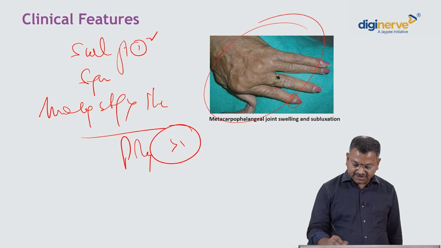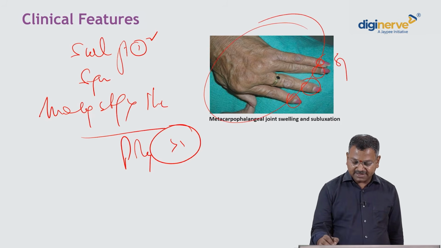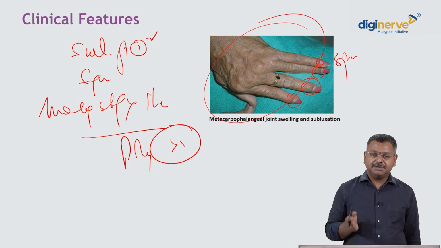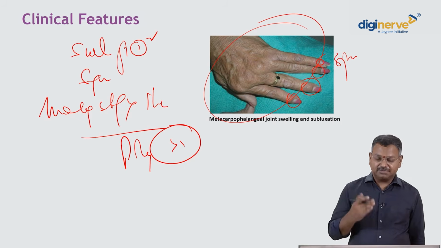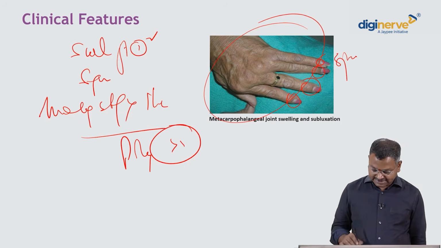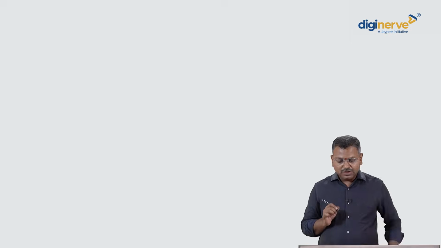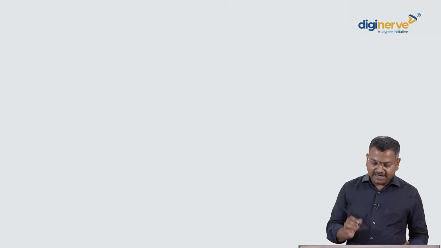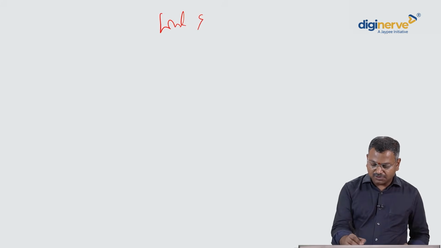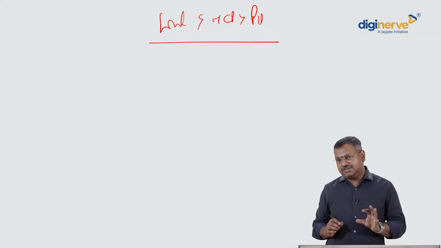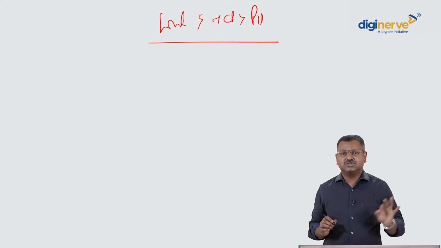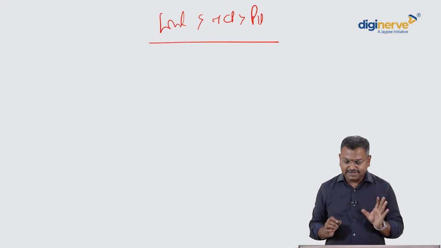The distal interphalangeal joint is spared. That is very important, one more feature. PIP, metacarpophalangeal, the wrist joint, the elbow joint, all of them are involved, but the distal interphalangeal joint is spared. The most common joint involvement, if they ask you, in frequency, wrist is more common, followed by the metacarpophalangeal, followed by the proximal interphalangeal joint. Distal interphalangeal joint involvement would mean either it's a psoriatic arthritis or an OA.